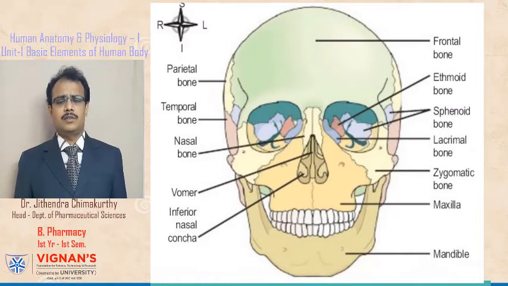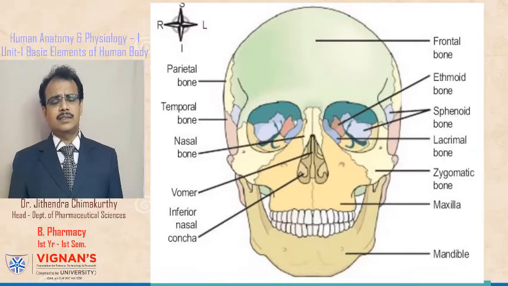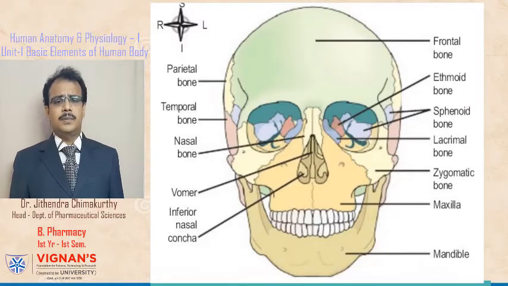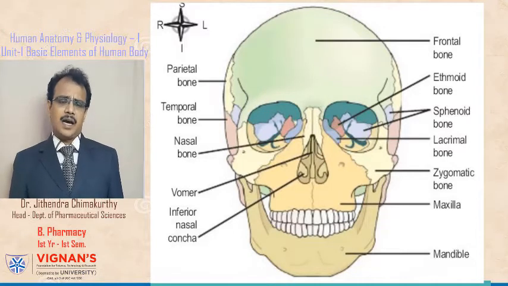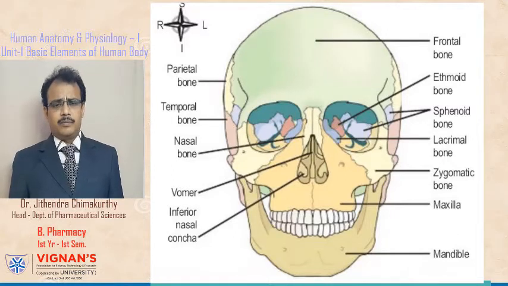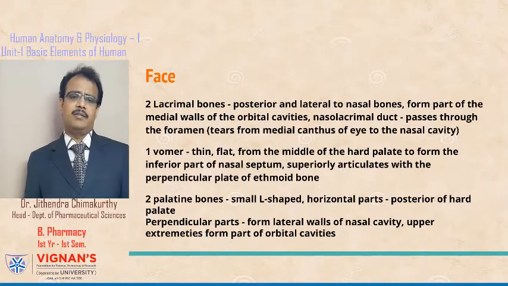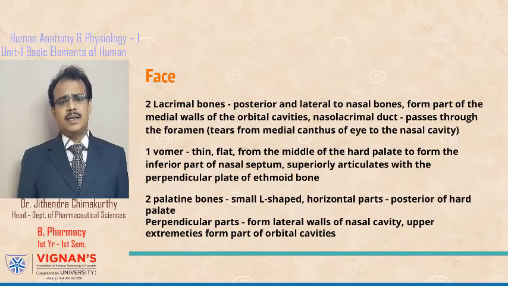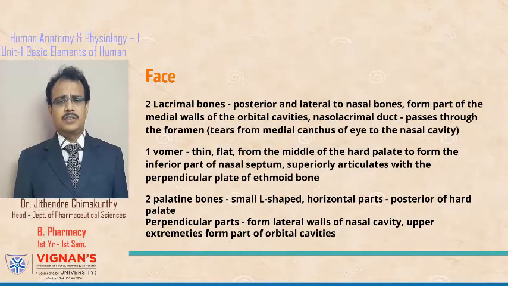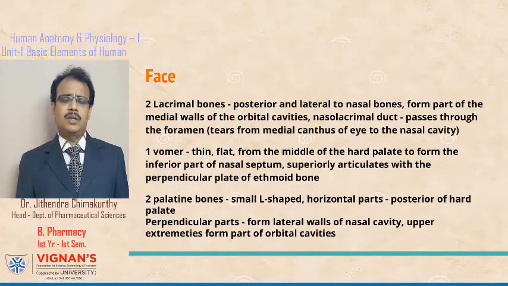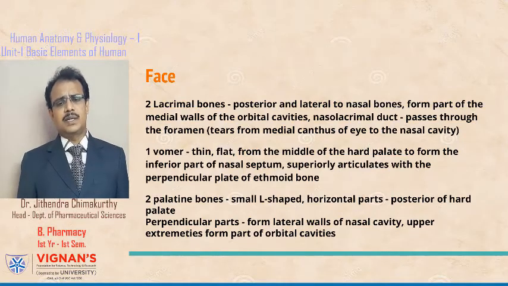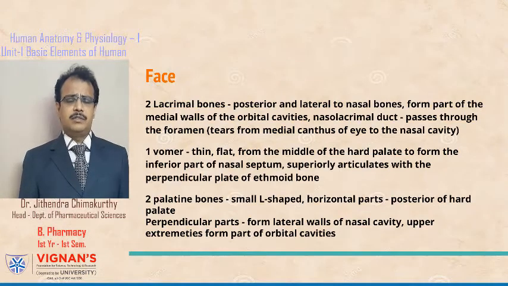We have seen there is one vomer, and this vomer is perpendicular and it arises from the posterior region of the roof of the mouth, that is from the hard palate, and this forms a part of nasal septum and divides the nasal cavity into two, whereas superiorly the nasal septum consists of perpendicular plate of ethmoid bone. So the perpendicular plate of ethmoid bone and the vomer together constitute the nasal septum, which divides the nasal cavity into two.